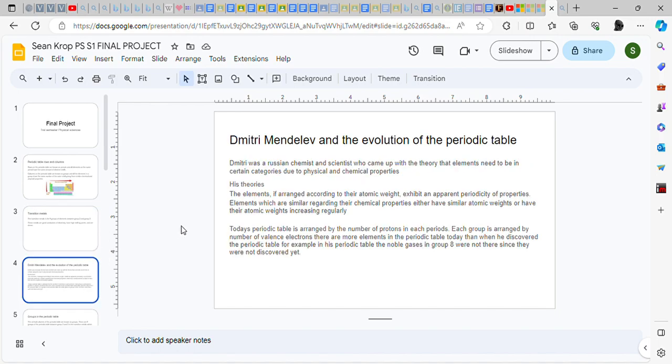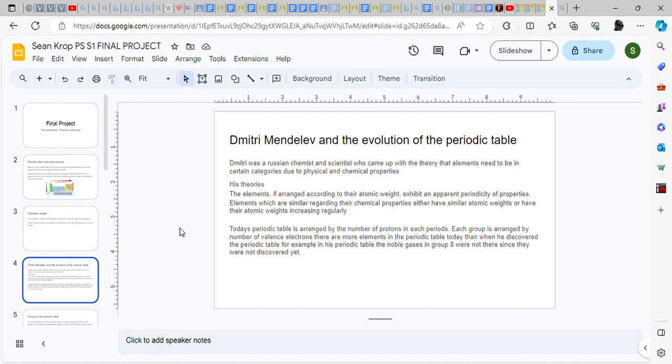Dmitri Mendeleev and the evolution of the periodic table. Dmitri was a Russian chemist and scientist who came up with a theory that elements need to be in certain categories due to physical and chemical properties. His theory was that elements, if arranged according to their atomic weight, exhibit an apparent periodicity of properties. Elements which are similar regarding their chemical properties either have similar atomic weight or have their atomic weights increasing regularly. Today's periodic table is arranged by the number of protons in each period. Each group is arranged by a number of valence electrons.